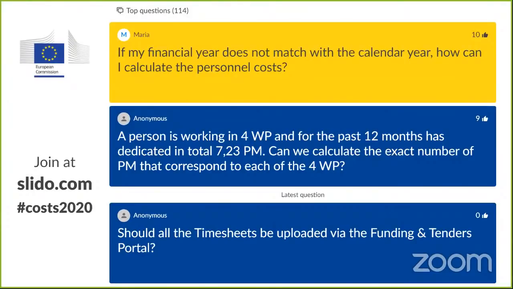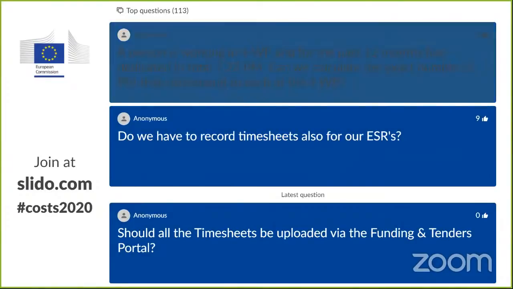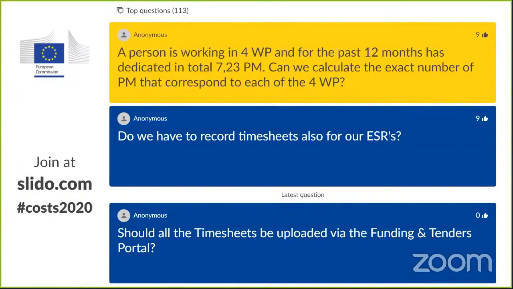Okay, thanks. Next one: a person is working in 4 work packages and for the past 12 months has dedicated in total 7-point-something person months. Can we calculate the exact number of person months that correspond to each of the 4 work packages? I assume there is a certain confusion between the financial reporting of hours in the financial statements and the justification of the resources employed in the scientific technical report.